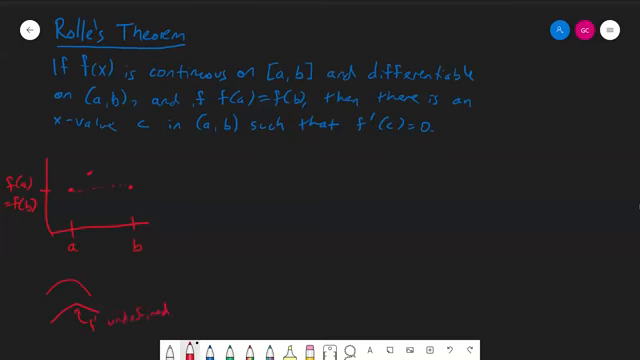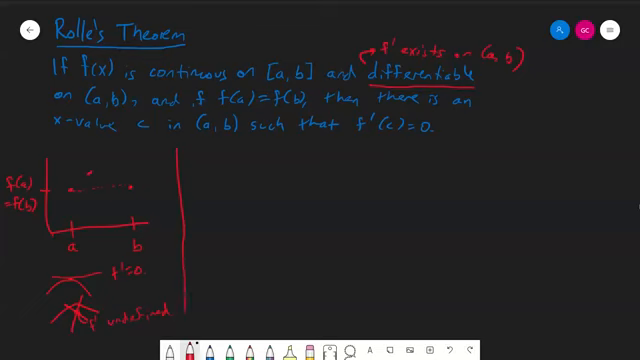And since we are assuming that f is differentiable on this interval, which is just a fancy way of saying that f prime exists on this interval, well, that means that we can rule out the sharp peak, that there must be a rounded peak at which you have f prime equal to 0. So roughly speaking, that's why Rolle's theorem is true.